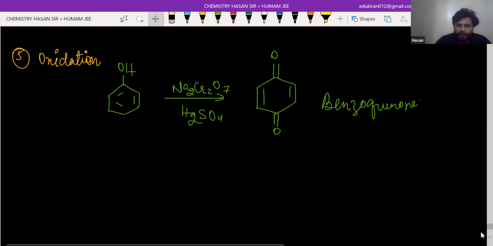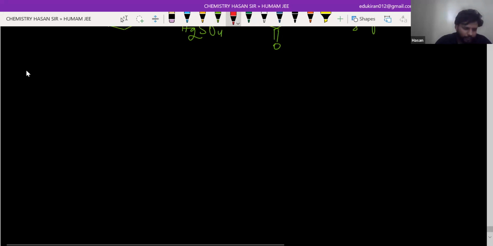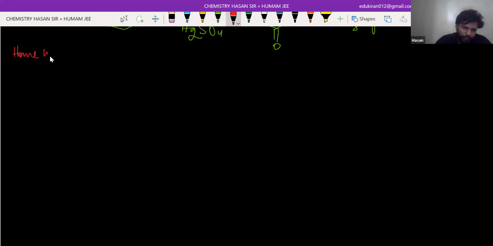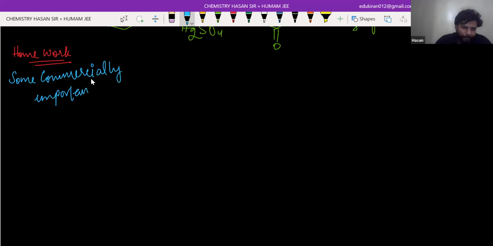Yes, sir. Okay, so there is a homework for you, additional from my side. There are some theoretical things that you need to write a note about from NCERT. You just need to write it and read it and note it, whatever is important for you. Commercially important alcohols. I think one page is there. You need to write about methanol and ethanol. So write whatever is important for you.